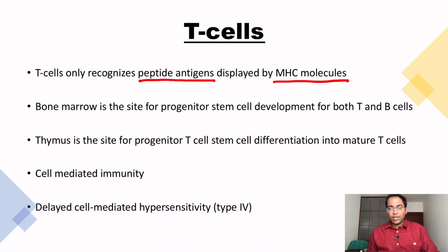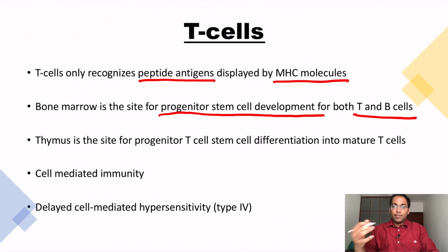I previously mentioned in part 1 of adaptive immunity that in order for a T cell to recognize an antigen, it has to be a protein antigen. It has to be a peptide antigen. It can't be a non-peptide antigen, right? So bone marrow is the site of progenitor stem cell development for both T and B cells. I like to think of this like a site where baby cells are formed. So baby T cells and baby B cells are formed in bone marrow.